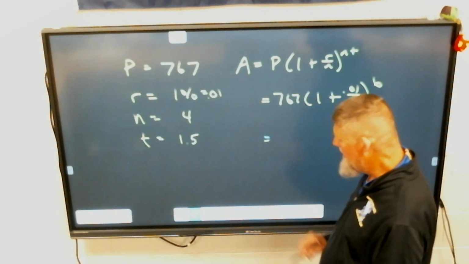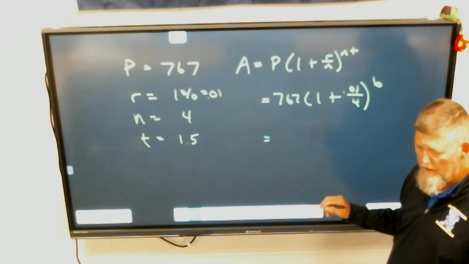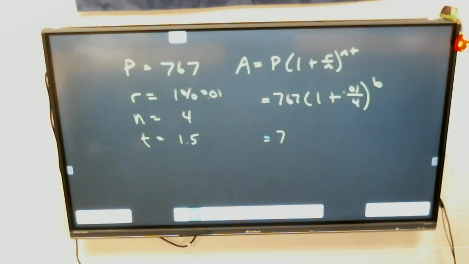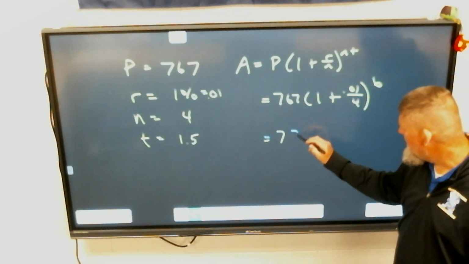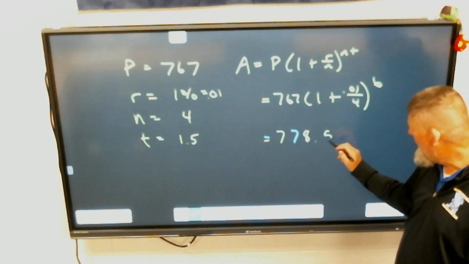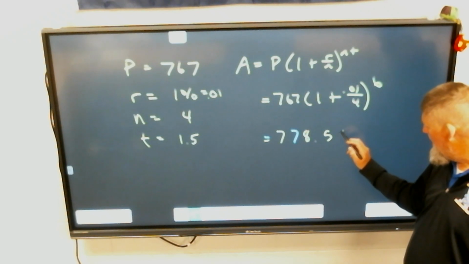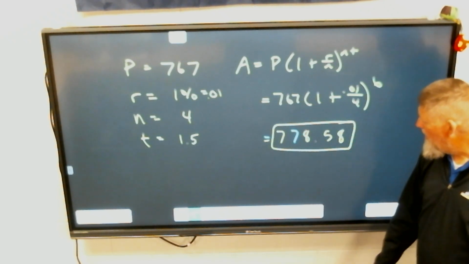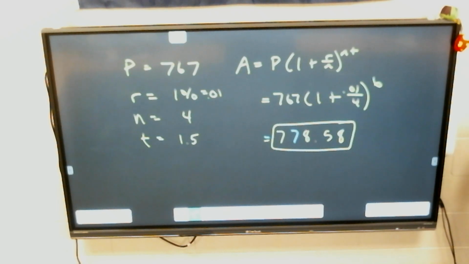I hate to tell you, that does not make you rich. 778.577. It's money, so you round to the nearest penny. So 58 cents. So wow, we made $11.58 in a year and a half. Is that good or bad? Bad.